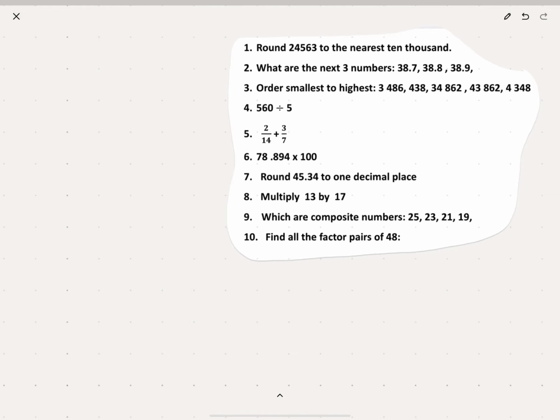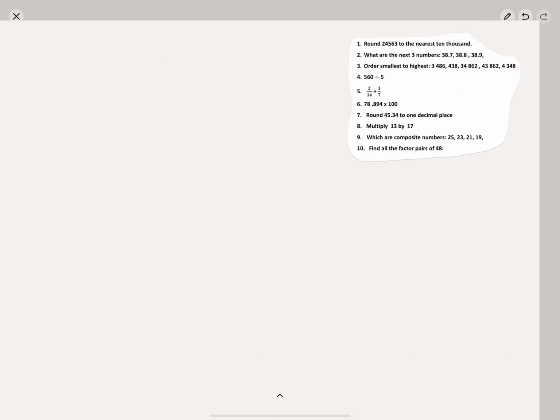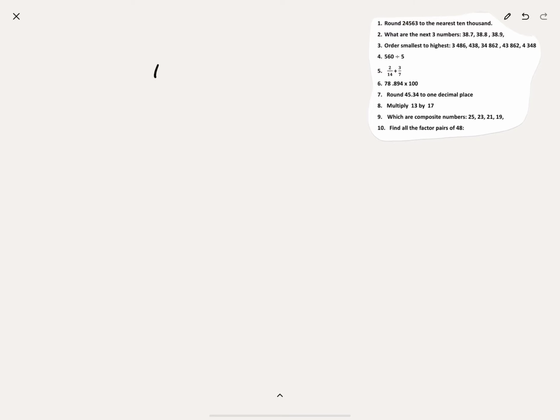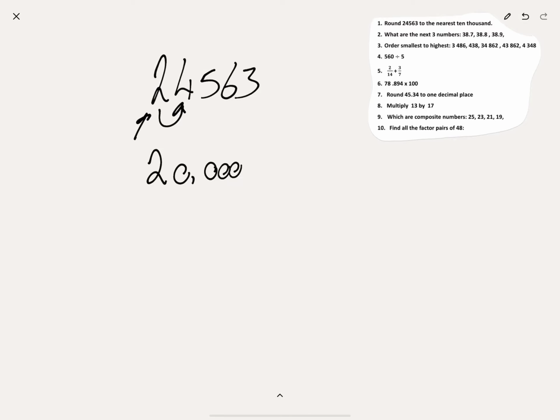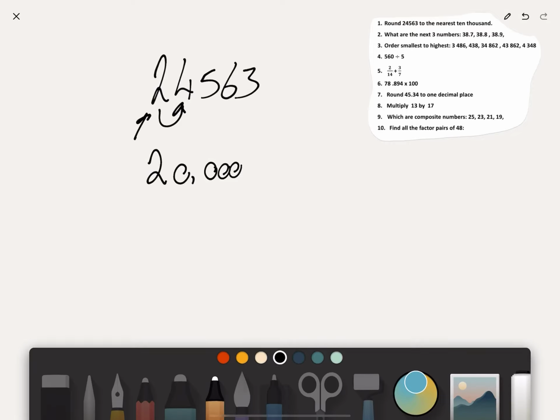Okay, round 24,563 to the nearest 10,000. So the 2 is in the 10,000s column. 2, 4, 5, 6, 3. Yep, that one. So that's the digit they're asking about, the 10,000. Same as always, you look at the column to the right. If the digit is 5 and above, you round up. If it's 4 and below, you round down. It's 4, so it rounds down. So it becomes 20,000. Okay, not 2. 20,000.